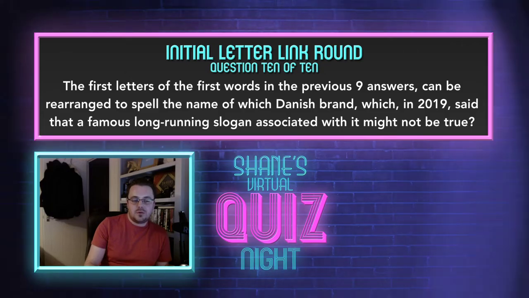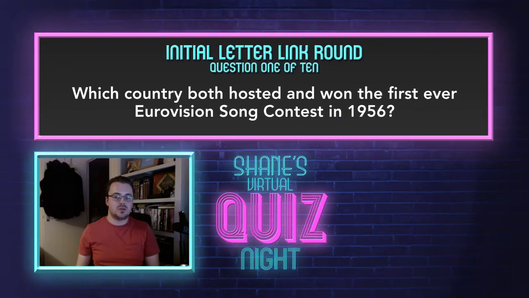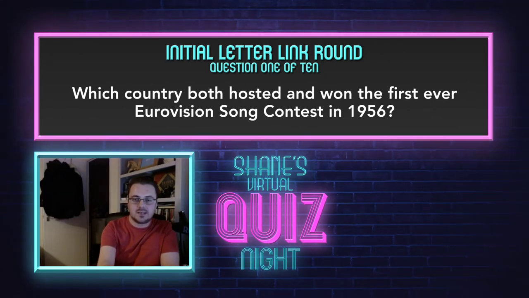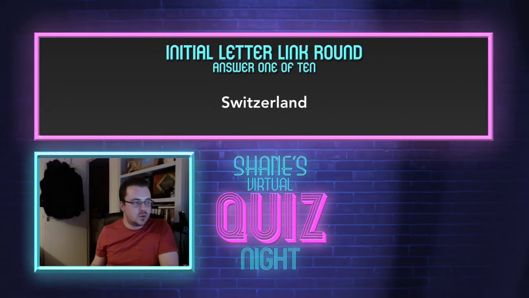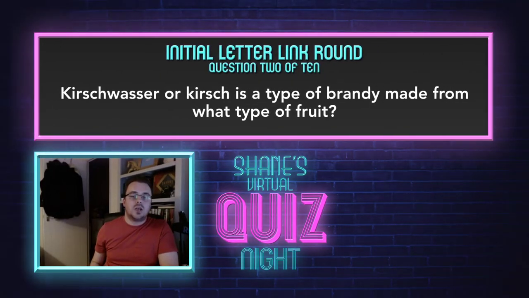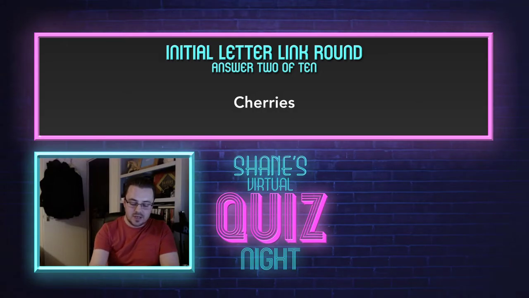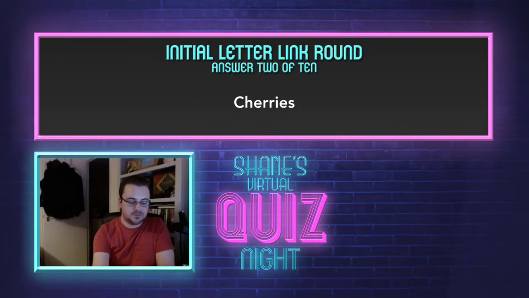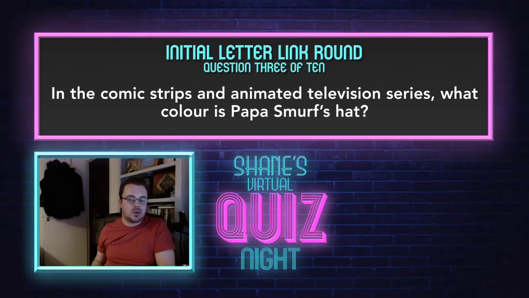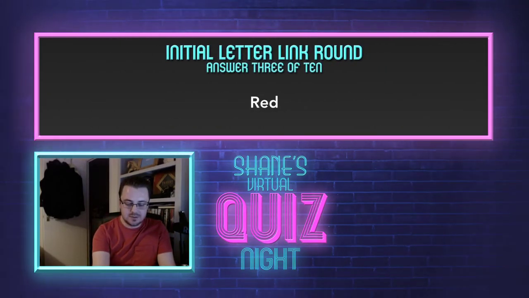Okay, so we'll go through the answers to that round. Your first question was, which country both hosted and won the first ever Eurovision Song Contest in 1956? The answer was Switzerland, so we've got an S to use. Kirschwasser or Kirsch is a type of brandy made from what type of fruit? It is cherries, so now we've got a C. In the comic strip and animated TV series, what colour is Papa Smurf's hat? It is red, so now we've got an R to use.